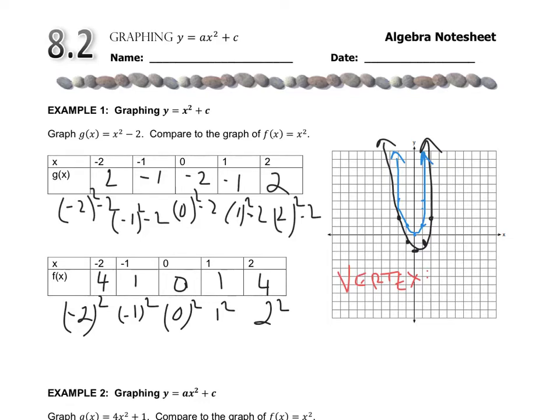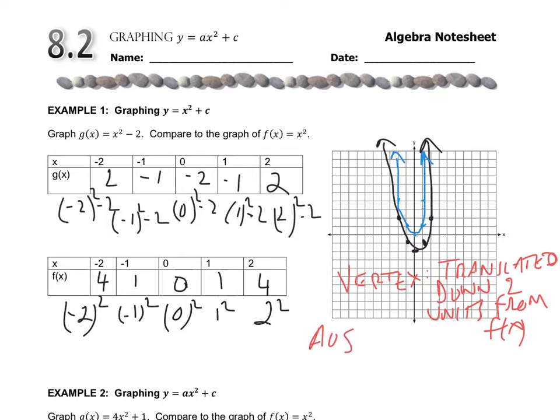So all we have to do here is say the vertex has been translated down 2 units from f of x. So we're comparing things to the f of x. The one we're graphing is the g of x function. So the vertex is translated down 2 units.